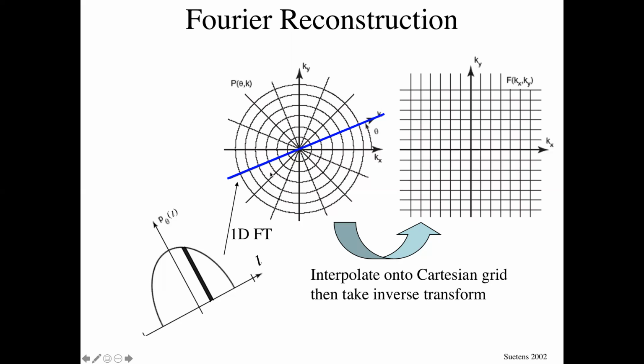One correct way to do this reconstruction is to use a very good interpolator to take these data and put it onto a Cartesian grid, and then take the two-dimensional inverse discrete Fourier transform of that grid, and that makes your picture. That turns out, because of the small errors in this data, not to be a stable way to do it.